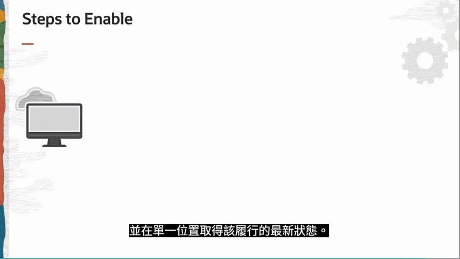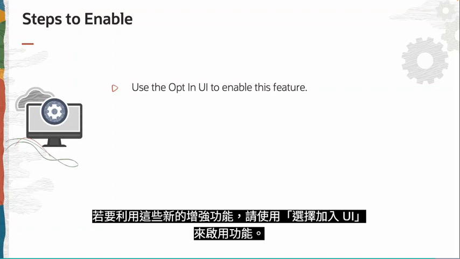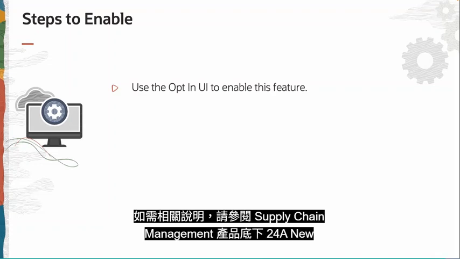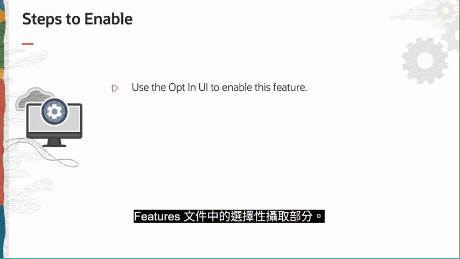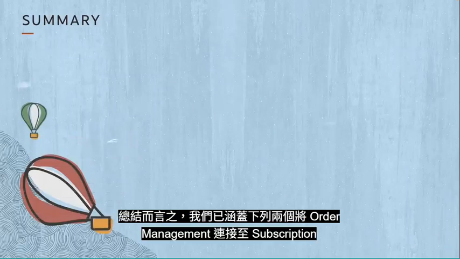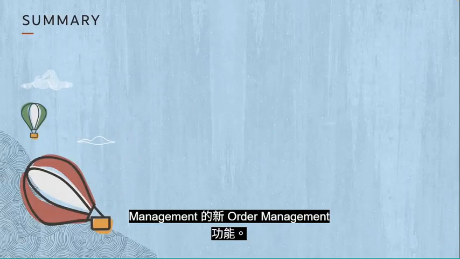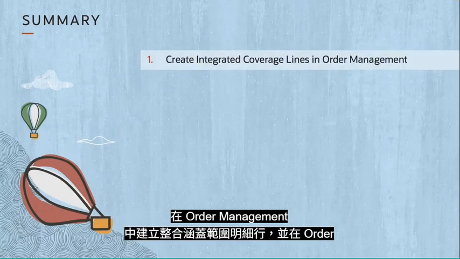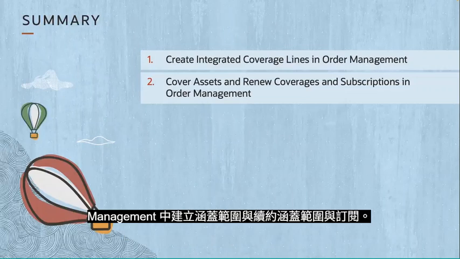To take advantage of these new enhancements, use the opt-in UI to enable the features. For instructions, refer to the optional uptake section within the 24A new features document under the offering Supply Chain Management. To summarize, we have covered the following two new order management features for interfacing order management to subscription management: create integrated coverage lines in order management, and cover assets and renew coverages and subscriptions in order management. Thanks for watching.